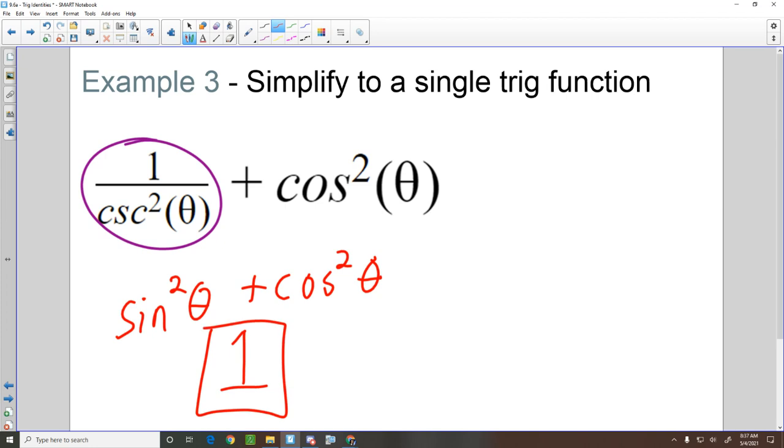Is that simplified at all? I can't really simplify any more than that, right? A 1 is probably as simple as it gets. Dun, dun, dun. Any questions?